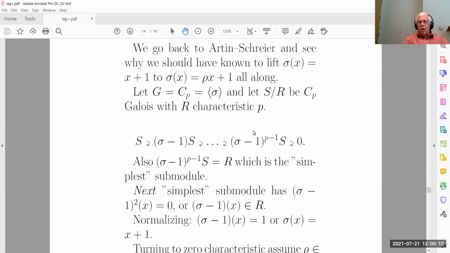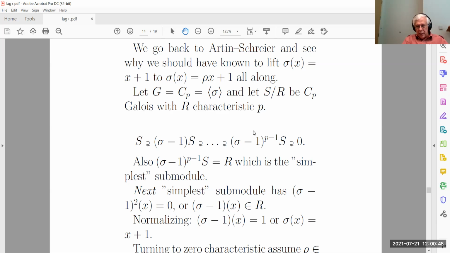So let's go back to the Artin-Schreier thing we started with. And I want to say that by thinking about this differently and using essentially the normal basis theorem or something like it, you could have known that we were going to lift the Galois action sigma of x equals x plus 1 to sigma of x equals rho x plus 1 all along. It's the natural lift rather than the way I came upon it the first way, which is by going through the change of variables that was in Suresh's paper, etc.